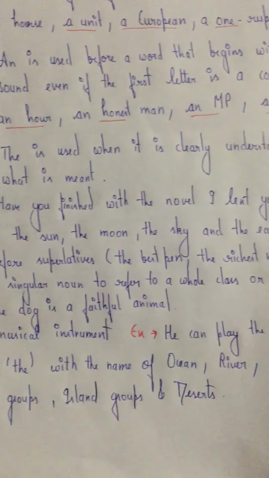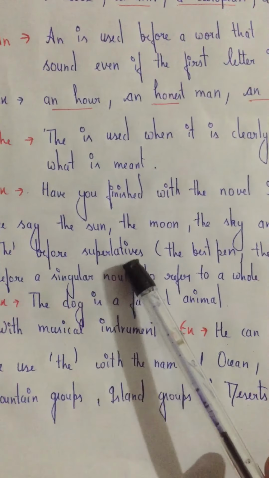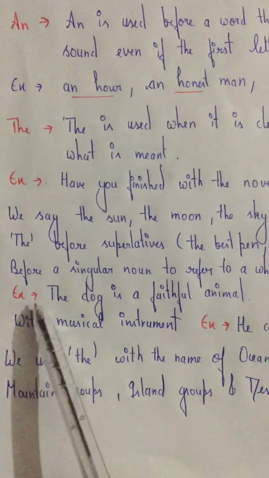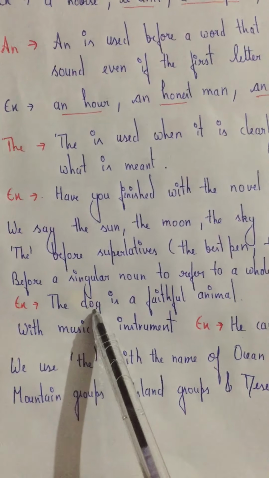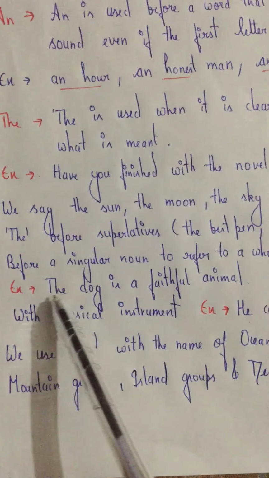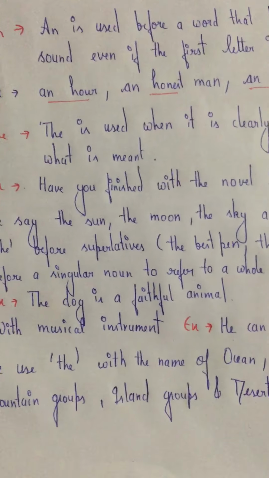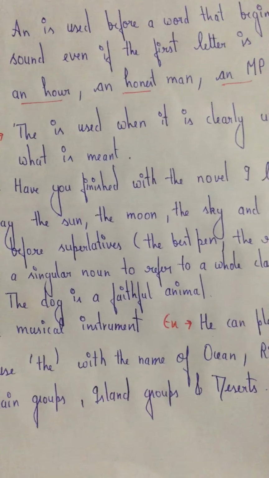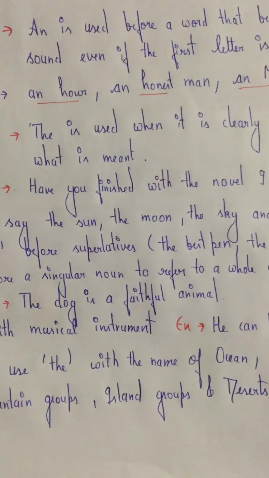Before a singular noun to refer to a whole class or group. See, a singular noun but to refer to a whole class. Let's see an example. The dog is a faithful animal. See, dog is a singular noun, right? But here dog is referring to the whole class of dogs, right? Here we are not talking about a particular dog or a particular breed, but the whole dog community we are talking about.